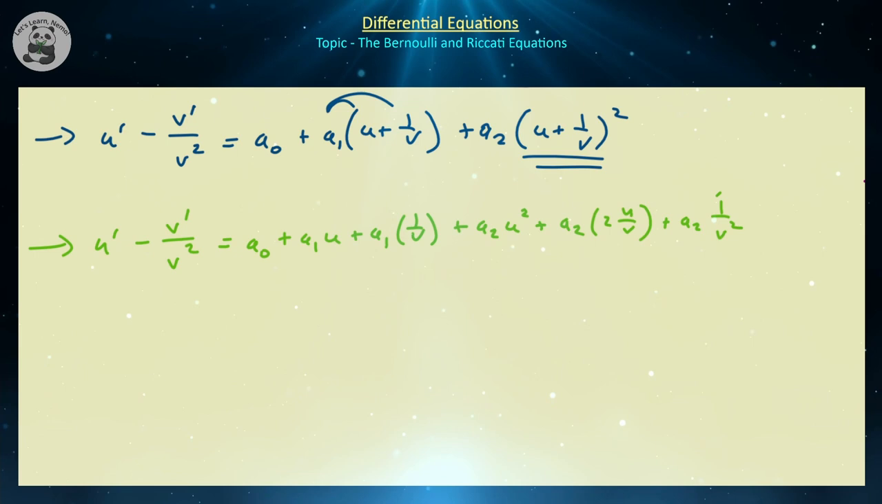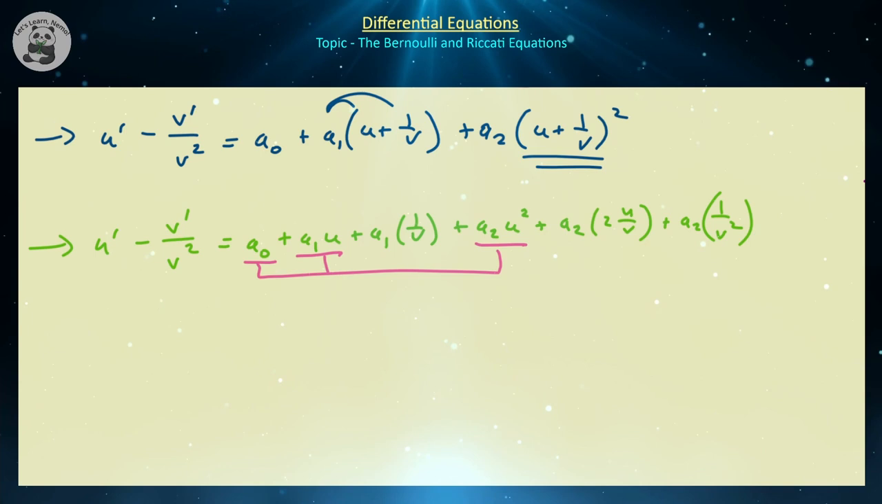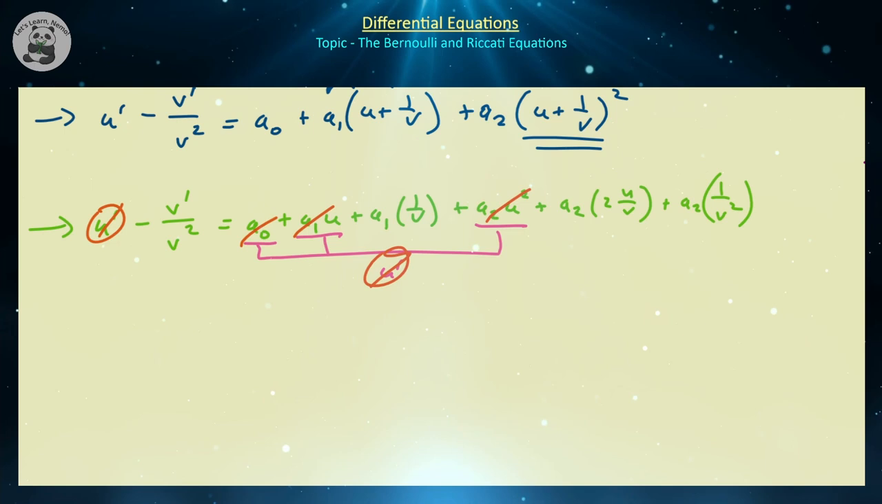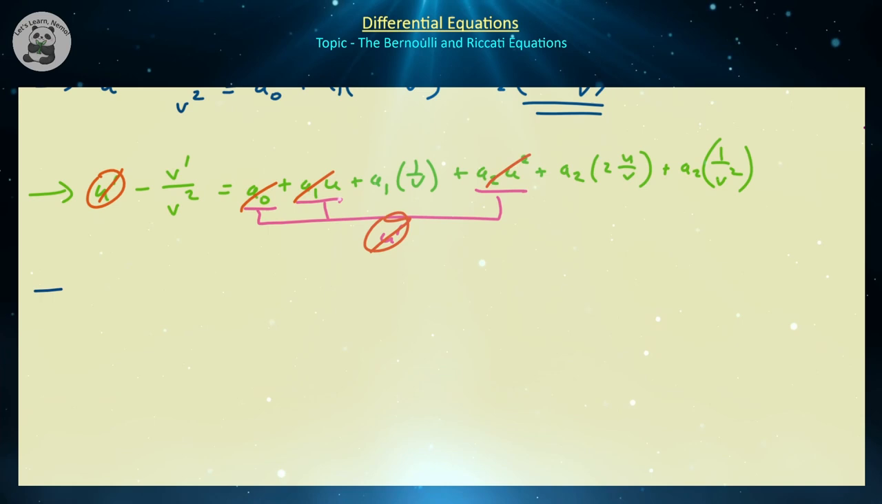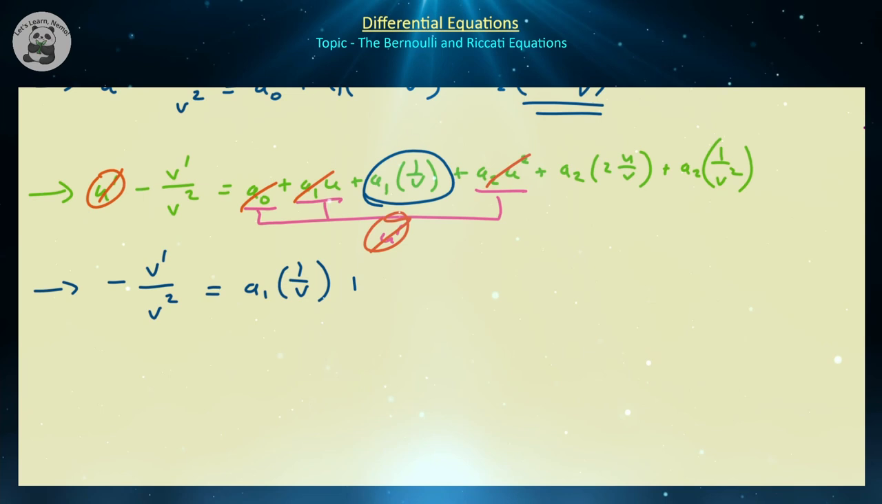So one thing that you notice, we have an a0 plus a1u plus a2u squared, which is the same thing as u prime. And since that's the same as u prime, we can actually cancel that from both sides of this equation. So we can make that equation a little bit nicer to look at. Once we simplify with that cancellation, we're going to have minus v prime over v squared equal to a1 times 1 over v, and then what else? We're going to have plus 2a2u over v and plus a2 1 over v squared.